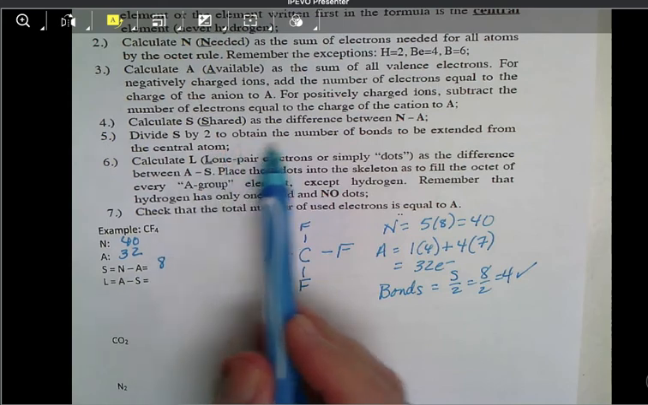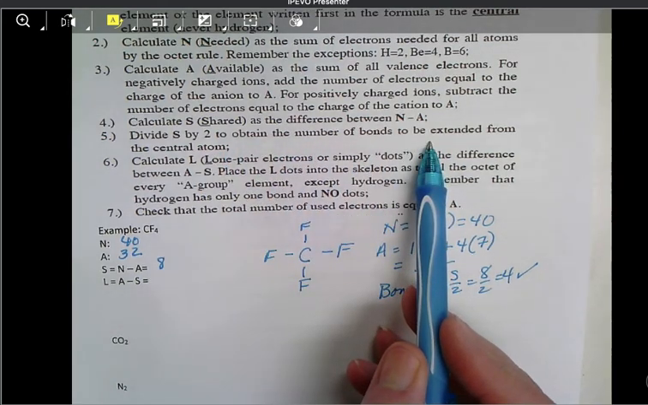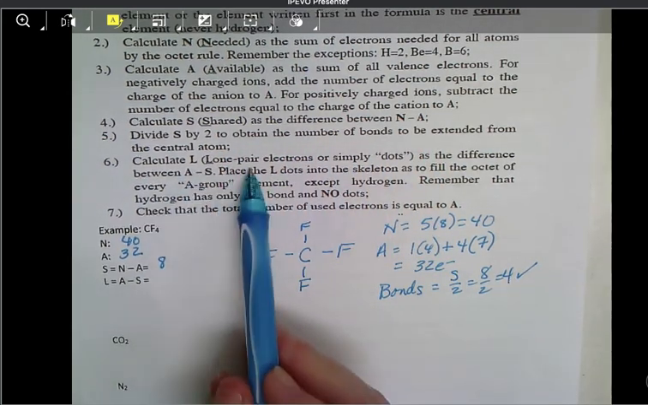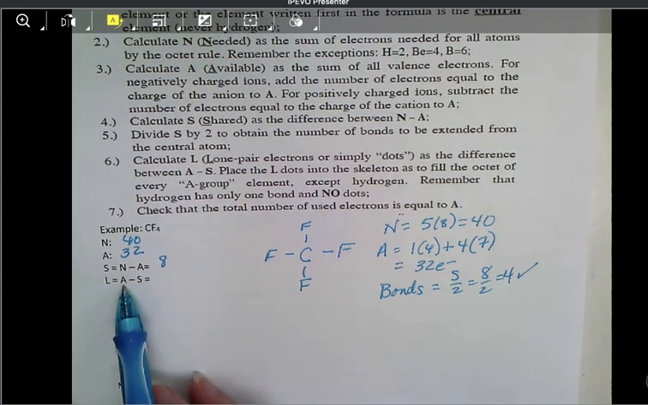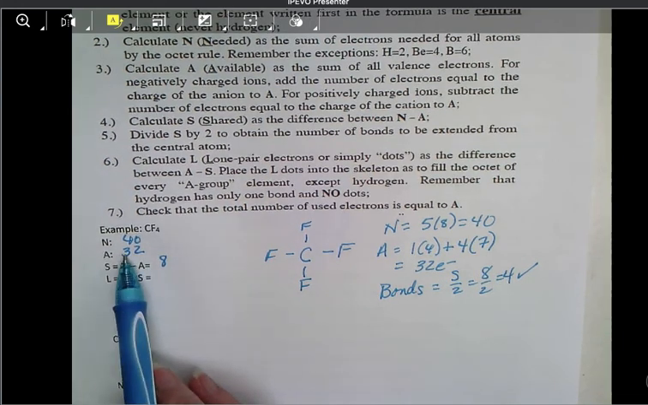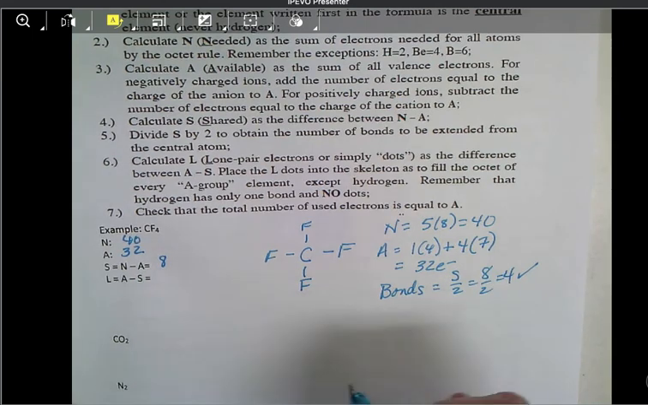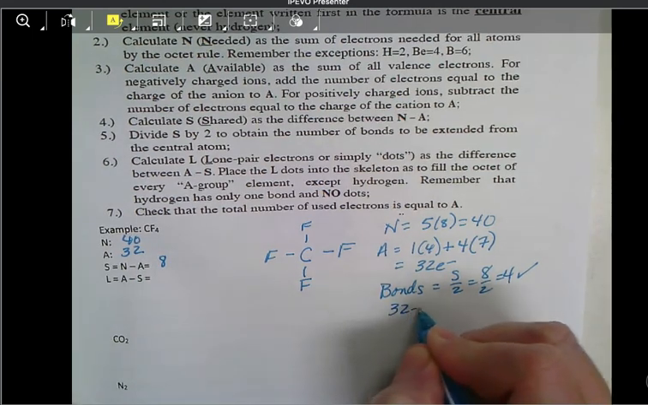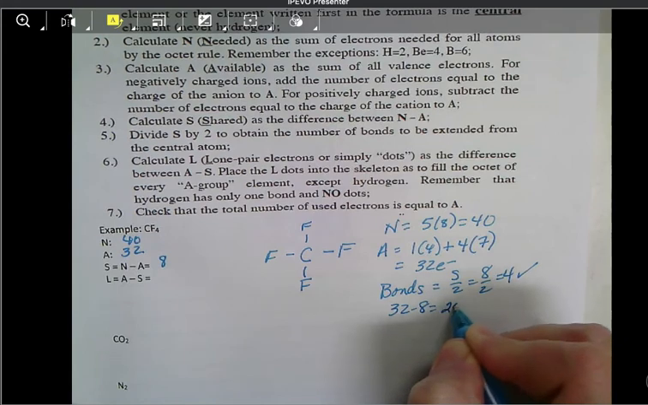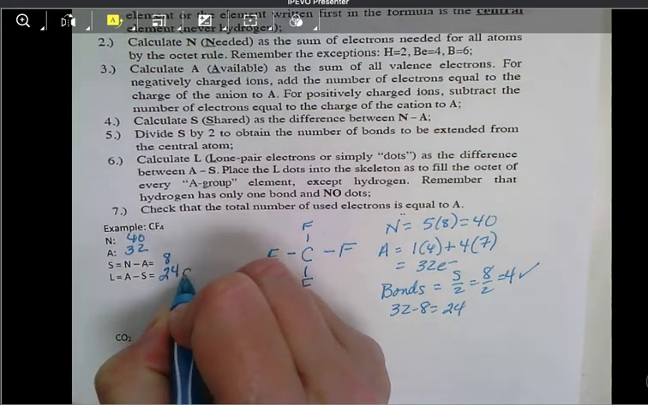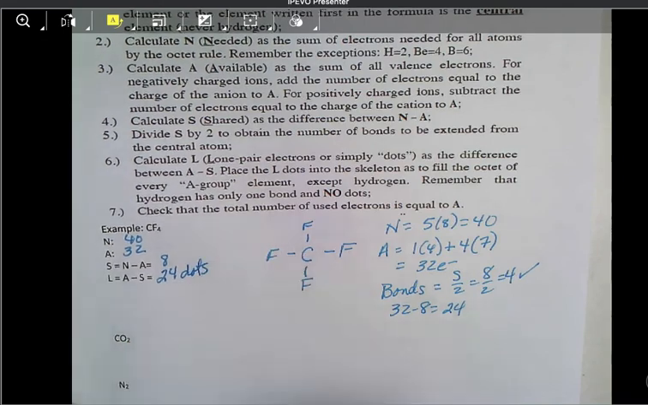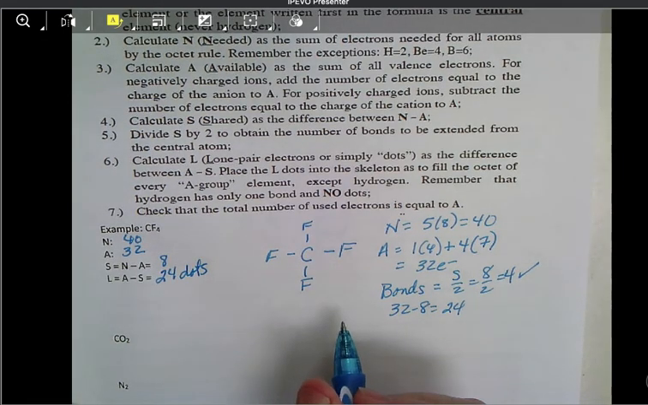So divide S by 2 to obtain the number of bonds. Calculate lone pairs. Lone pairs is calculated by A minus S. So here's A, here's S. 32 minus 8 equals 24. So that means I have 24 dots to put on my structure to get all atoms up to 8.